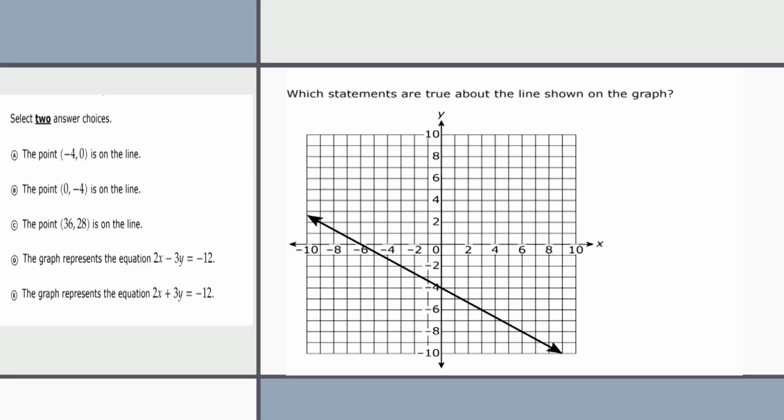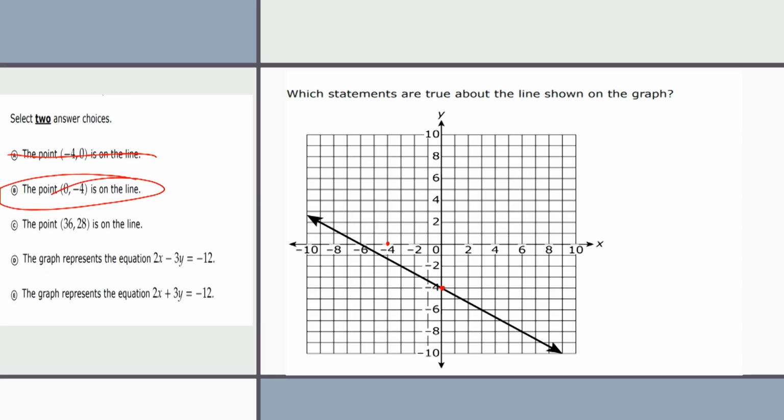Statements about the graph. Which statements are true about the line shown on the graph? Select 2 answer choices. The point negative 4, 0 is on the graph. So let's go ahead and write that up here. Negative 4, 0. It does not touch the graph, so that is not my answer. The point 0, negative 4. Well, let's see. 0 and then go down. That is true. So I know this one's an answer.